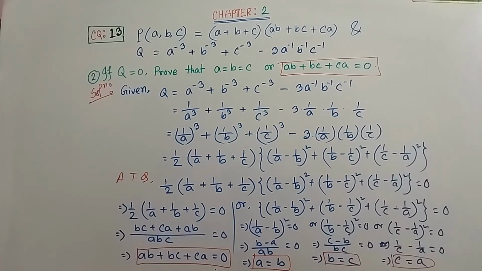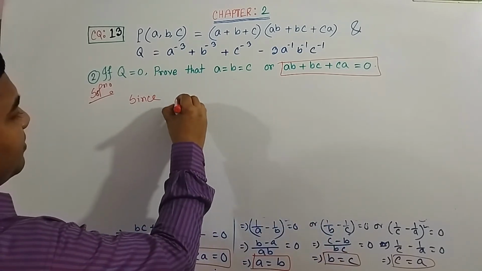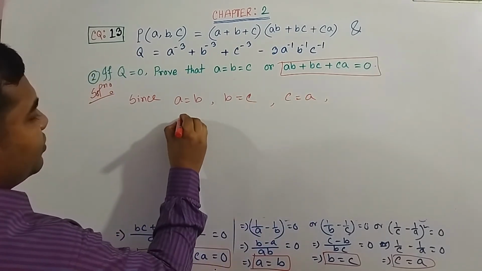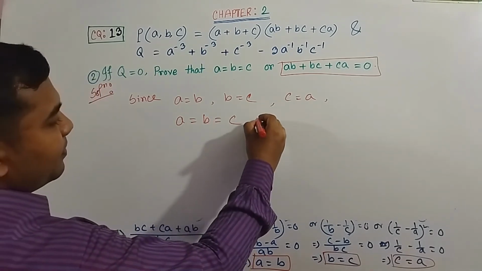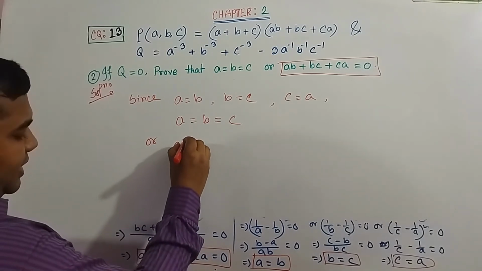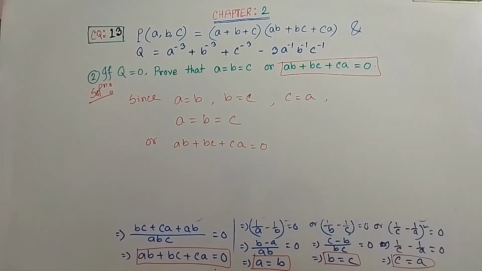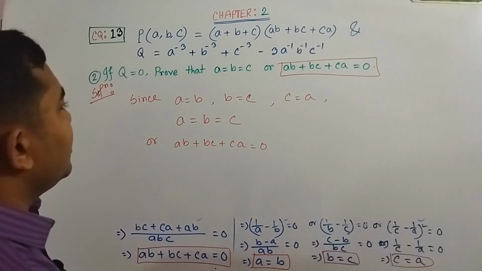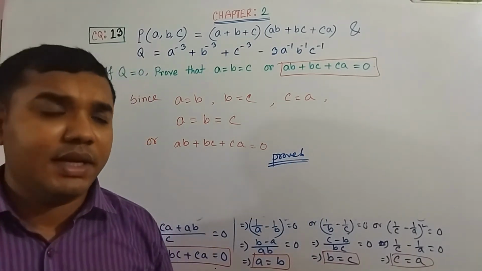For that last line I wanted to erase something, so we should write like this: since a equal b or b equals c or c equal a, that means we can conclude a equal b equal c, and we have already a formula for that. So a equal b equal c, or we have already found from here that ab plus bc plus ca is equal to 0. So here we can say that this equals 0, or ab plus bc plus ca equal to 0. These are the required proofs. Clear? I think, dear students, we can understand this math very clearly.